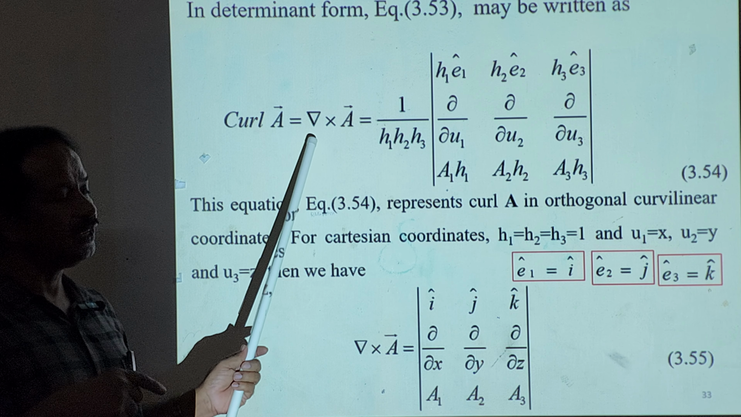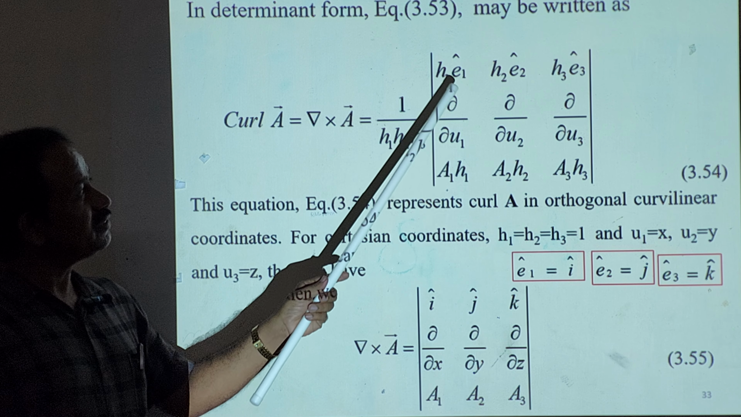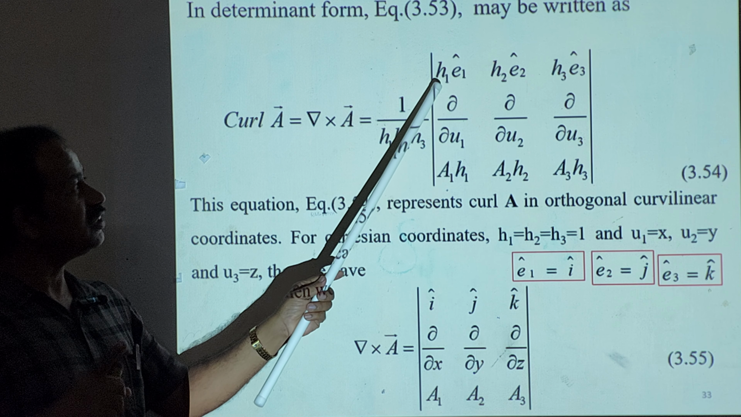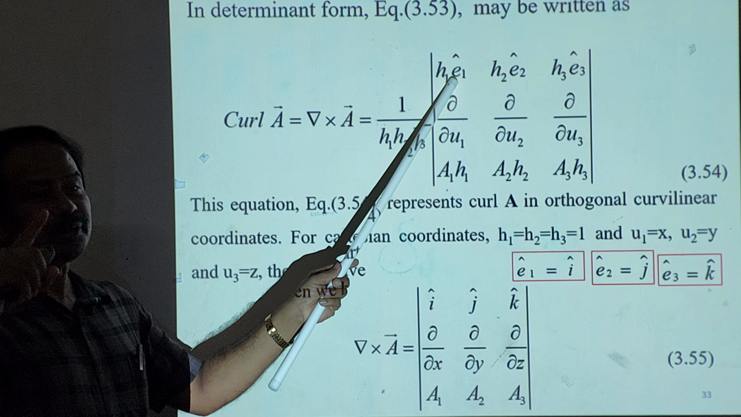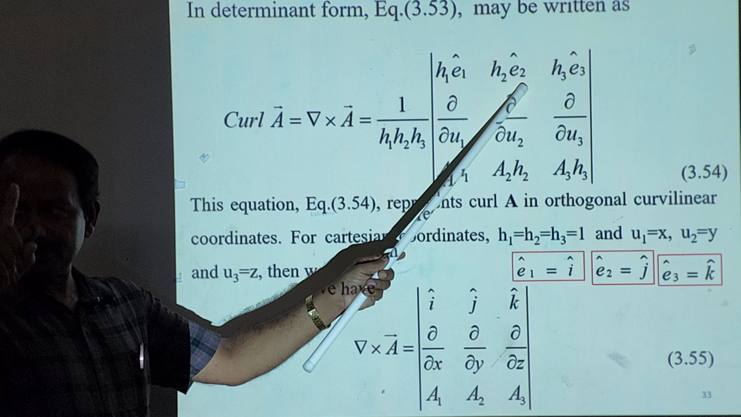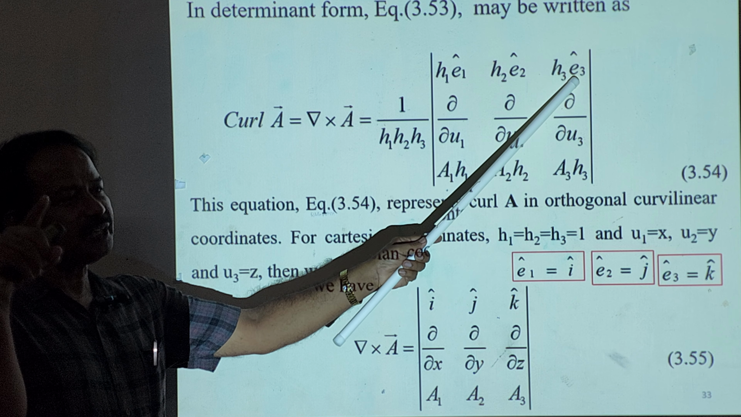So del cross A in curvilinear coordinate system is expressed as this. Now, instead of h1, h2, h3 for Cartesian coordinates, we'll have 1. So instead of h1, 1. Instead of e1 cap, you can write i. Instead of h2, you can write 1. Instead of e2 cap, you can write j. Instead of h3, you can write 1. e3 can be replaced by k.